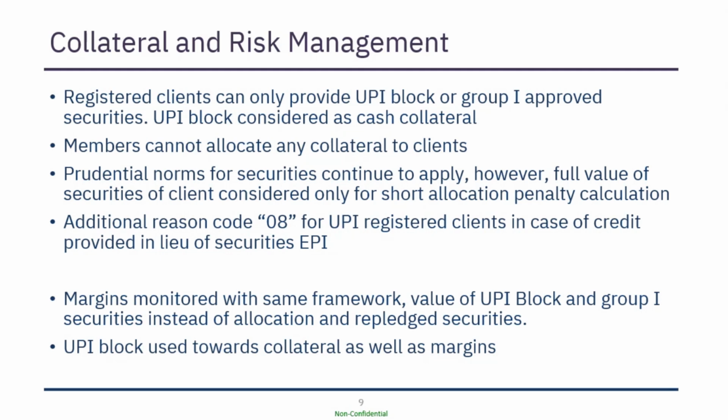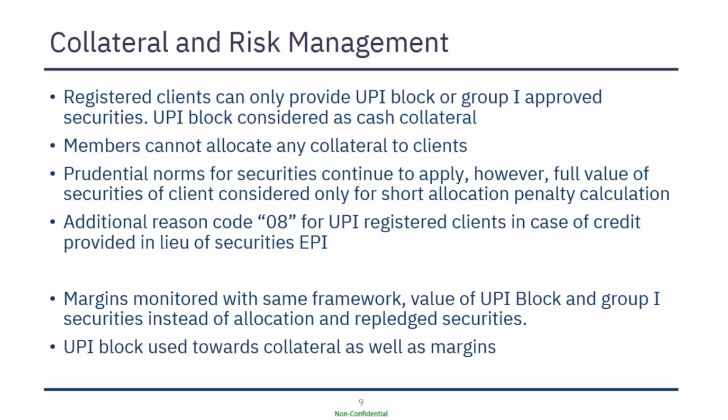Now in case of UPI clients, because allocation is not permitted, if a credit entry is done in the ledger in lieu of early pay-in, there is a new reason code, reason code 08, which is available only for UPI clients. It's not available for the regular set of clients. So if the client is allowed to buy against early pay-in of another security, there will be a short allocation, but members can report this reason code and the penalty will not be applicable.